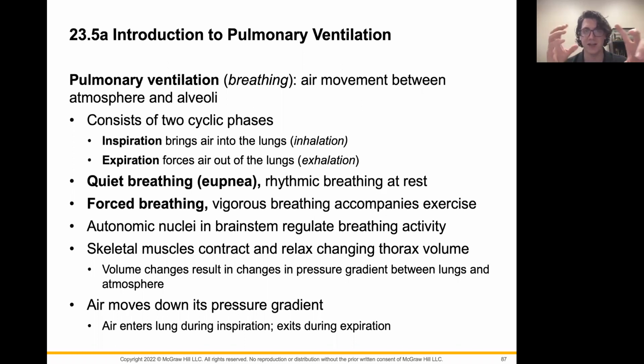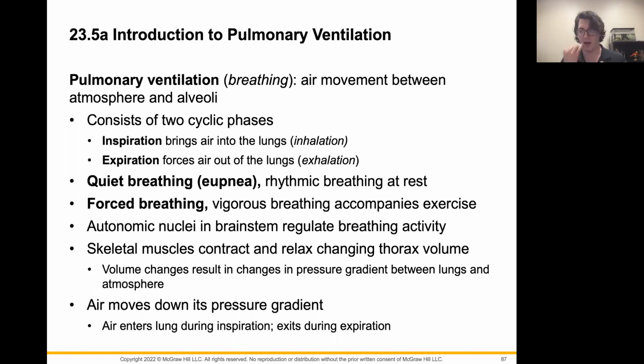Now, as you can imagine, the amount of CO2 that we're going to produce, as well as the amount of oxygen that is needed, is going to drastically increase whenever we do things like exercise. So whenever we do that, we're going to have to change how we're getting air in, because we're going to need more air. Now, both of these things rely on us changing the size of our chest cavity. The larger we can make the chest cavity, the lower pressure we can generate in there, and thus the more air that we can bring in.